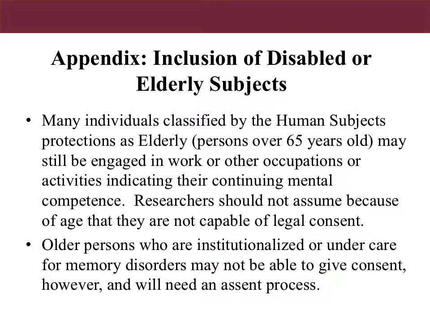Many individuals classified by the Human Subjects Protections as elderly may still be engaged in work or other occupations or activities indicating their continuing mental competence. Researchers should not assume because of age that they are not capable of legal consent. Older persons who are institutionalized or under care for memory disorders may not be able to give consent, however, and will need an assent process.